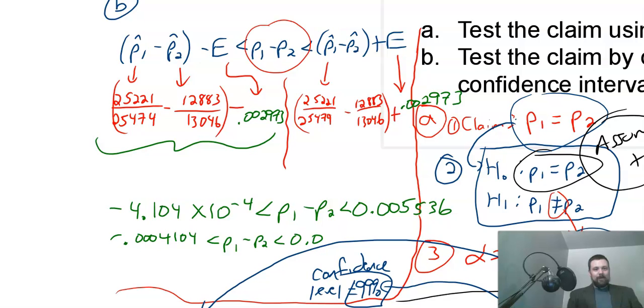Oh, it's not going to work. Let's erase this part here. Put a 0 in front of this also. So 0 point that, and it's negative 0.005536. Right? So this would be my confidence interval.